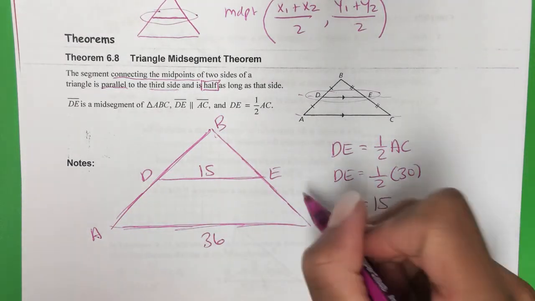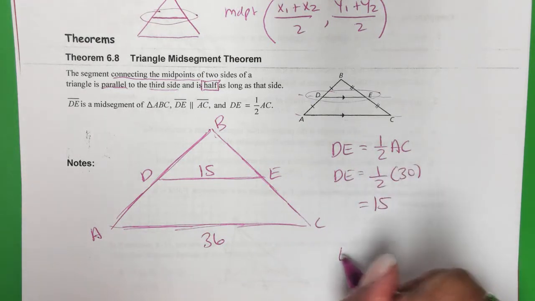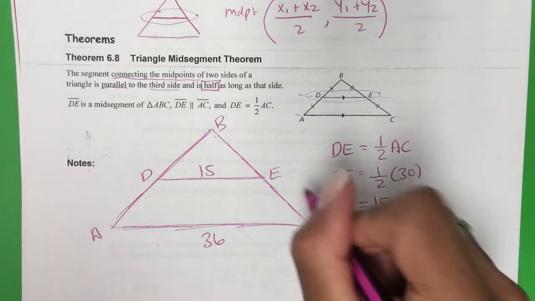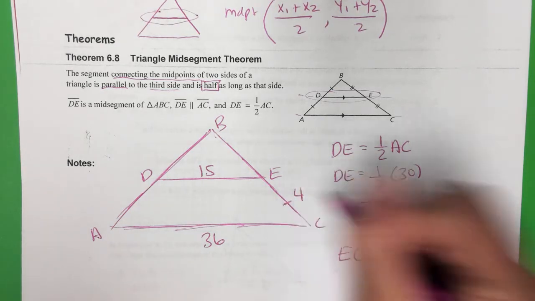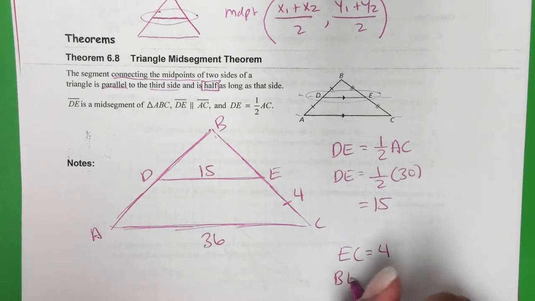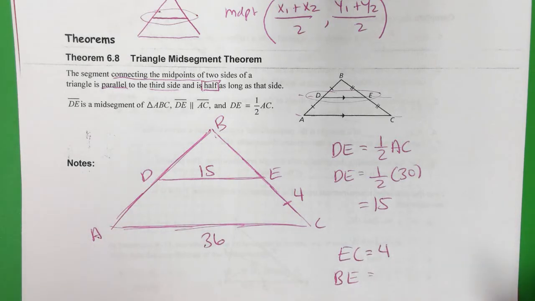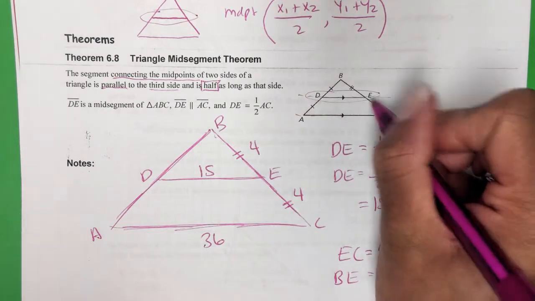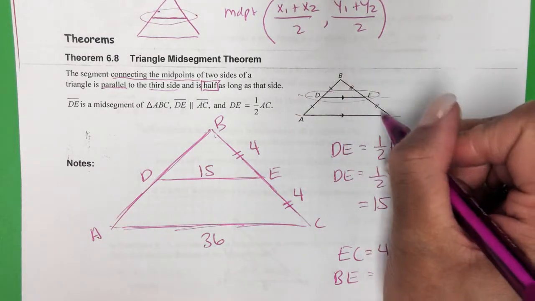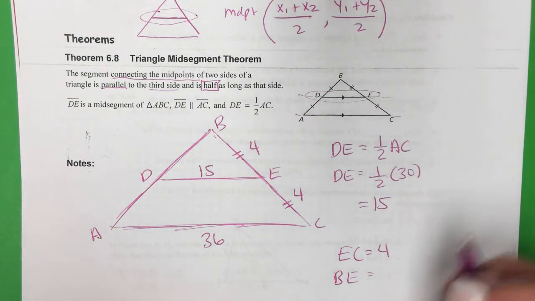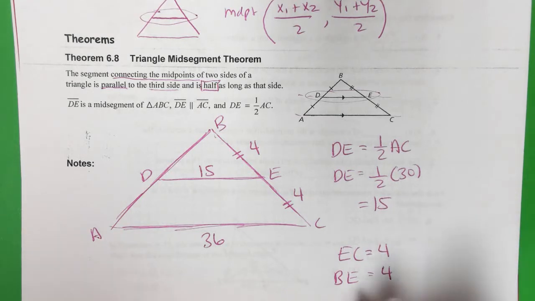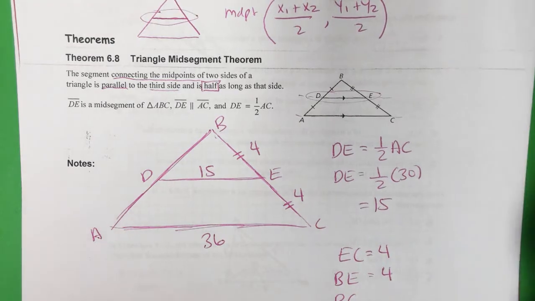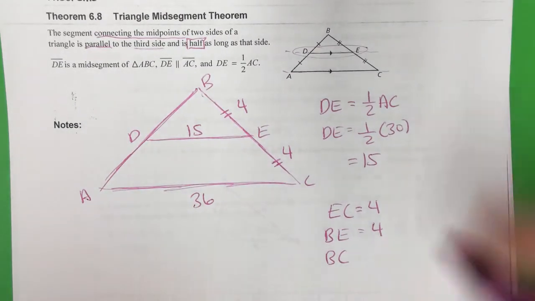Now let's say I'm given EC is 4. So EC is the length of 4. So what would BE equal? BE would also be 4. Note by our triangle, the sides are always connected. So BE is 4. That means BC, the entire thing, equals 8.